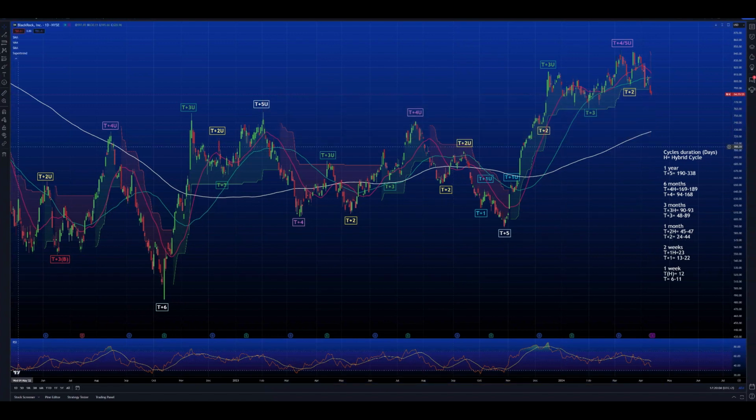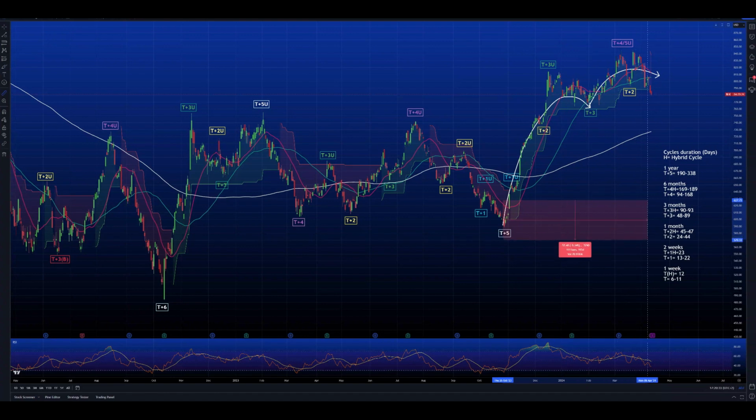So let's have a look more closely to what had happened since October 2023. In October 2023, we have had a nice uptrend that has been divided in the first T plus 3, and now we are having a second T plus 3 ongoing. The total duration of this yearly downward cycle has arrived at 114 days.